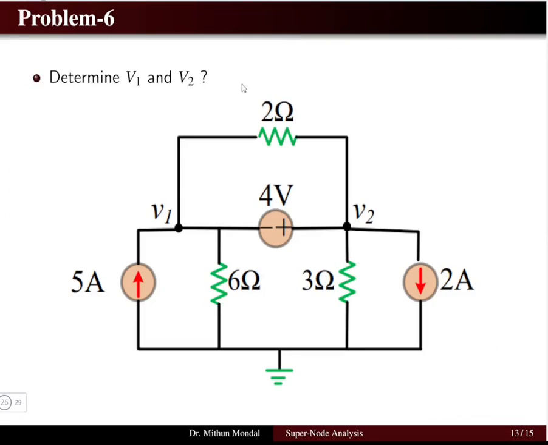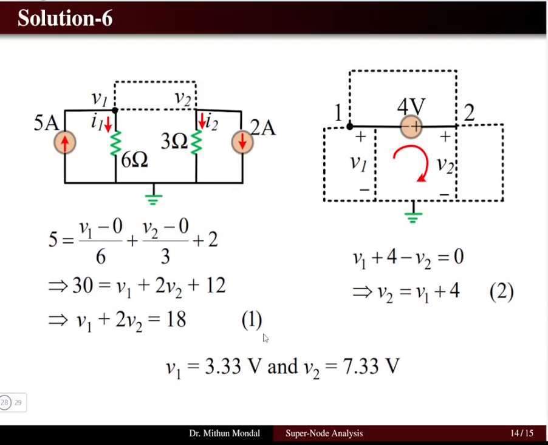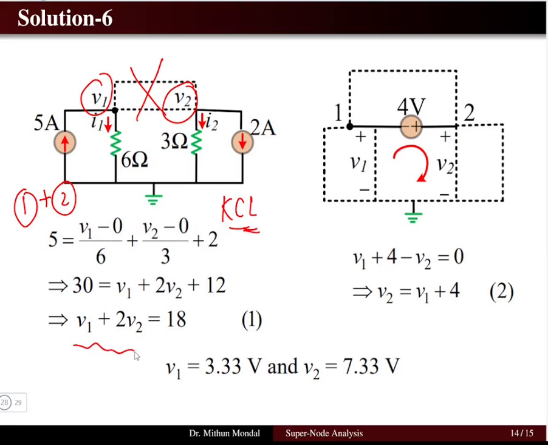In problem 6, you can see that there is a voltage source in parallel with a resistance. Earlier it was in series. So obviously this 4 volt source makes V1 and V2 a supernode problem. In that case we have to write an equation combining nodes 1 and 2 using Kirchhoff's current law. Here we remove the source connecting node 1 and node 2, and write the equation combining node 1 and node 2 in terms of Kirchhoff's current law. So we will have one equation.